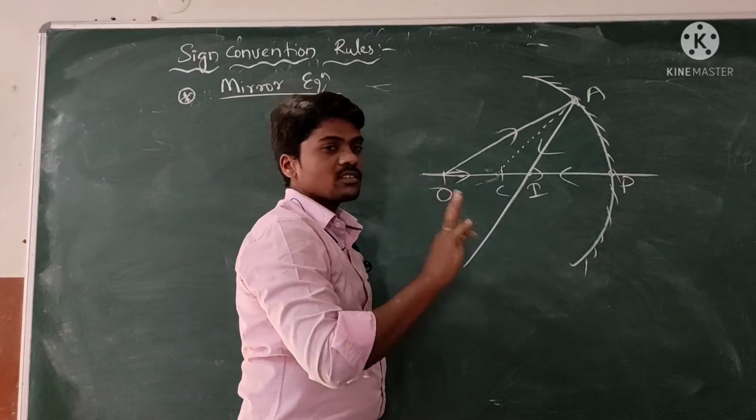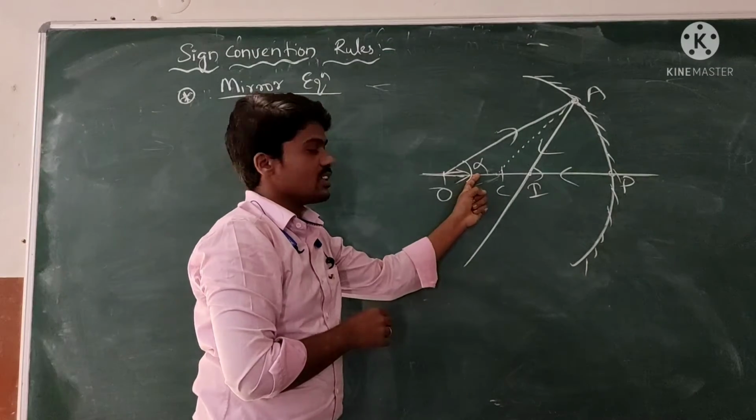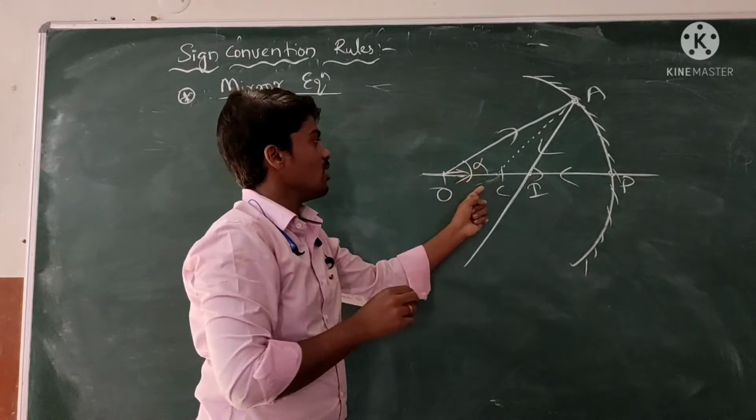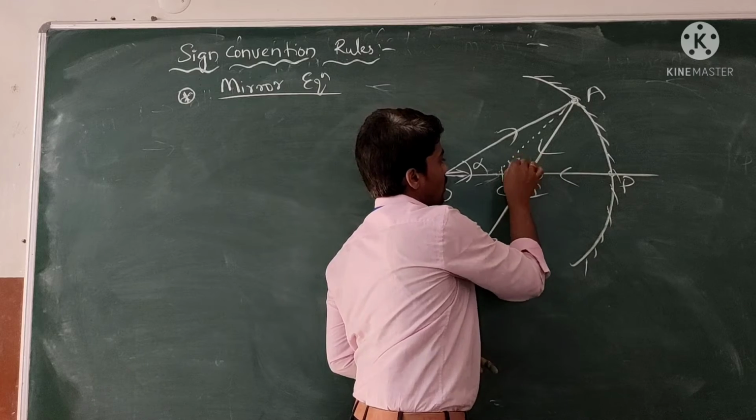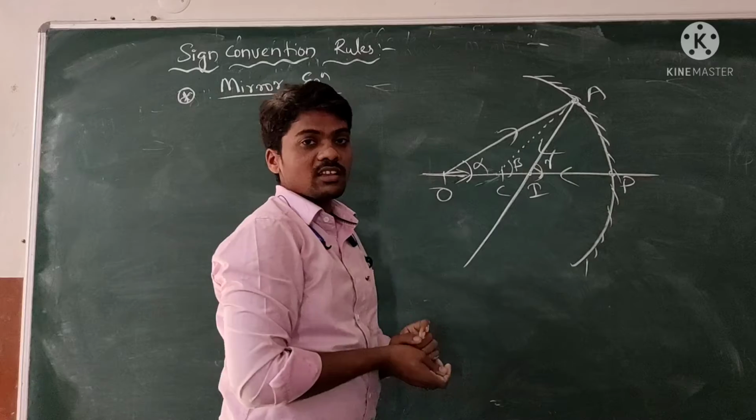Here we are taking some angles. This one is alpha. Let us assume we are taking three angles. Here is alpha, at the center of curvature is beta, and here the angle of incidence is taken as gamma. Here we are taking three angles.